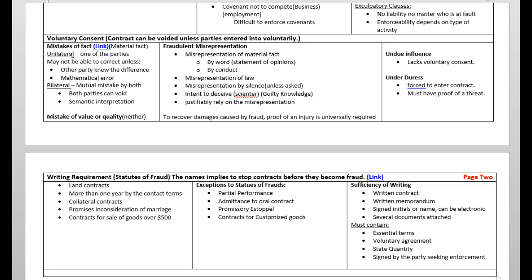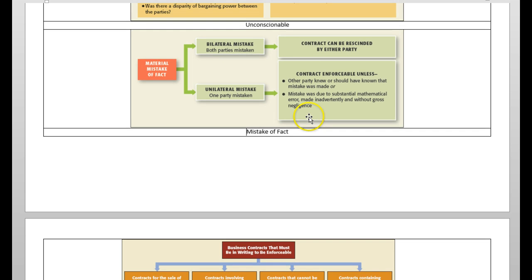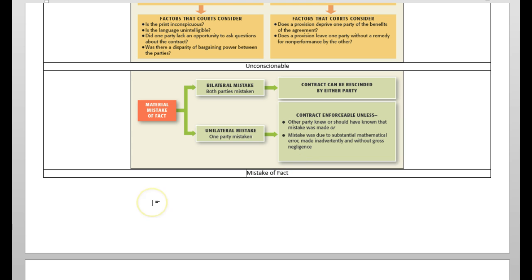Bilateral is a mutual mistake by both. Both parties can void it, and everybody should be on the same page for the terminology being used or the semantic interpretation. Let's look and see what we have for a link here. And here we go. This is called material mistake of fact. And the contract can be rescinded by either party in a bilateral case.